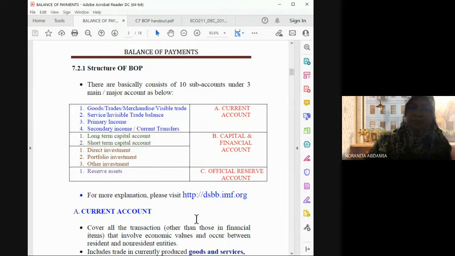Okay, what is the structure today? Please open your heart and your mind. It basically consists of 10 sub-accounts under three main or major accounts as below. The current account, the capital and financial account, or sometimes today we just refer to the financial account only, and last is the official reserve account. So for each major account, for example the current account, there are 4 sub-accounts under it.